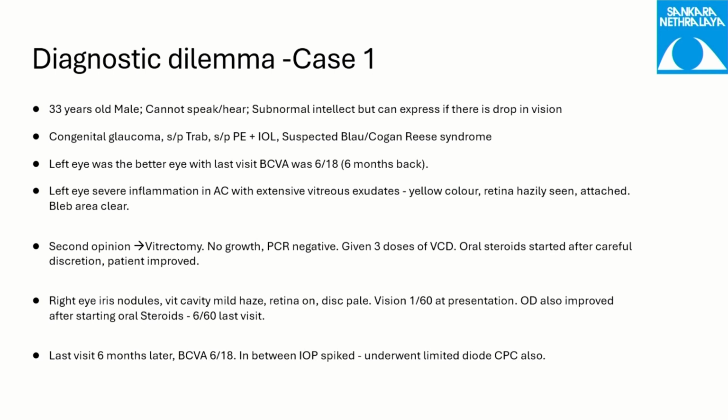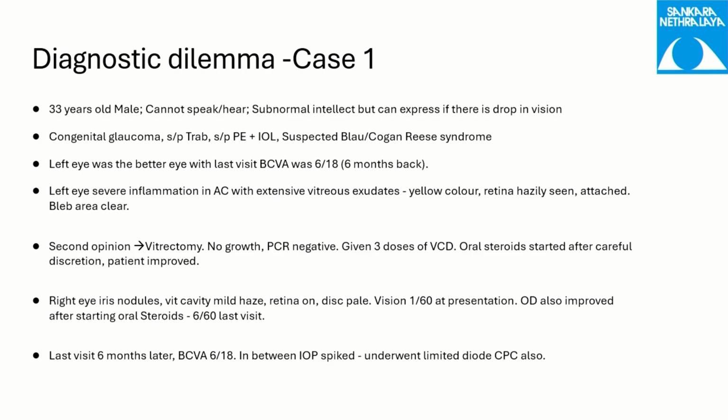This is a 33-year-old male who cannot speak or hear, with subnormal intellect. He was diagnosed elsewhere as a case of query uveitis and congenital glaucoma, and underwent trabeculectomy long back, some 15-20 years ago. His BCVA was 6/18, documented 6 months back. He will be able to tell if there is a vision drop, but he may not be able to say exactly when it happened. The right eye has been the poor eye and the left eye was the better eye. That's why probably the patient came to us.